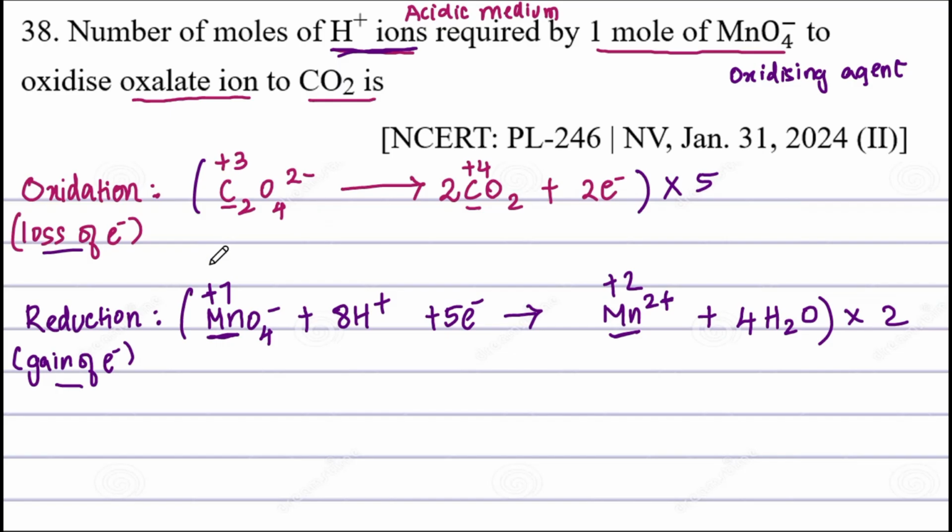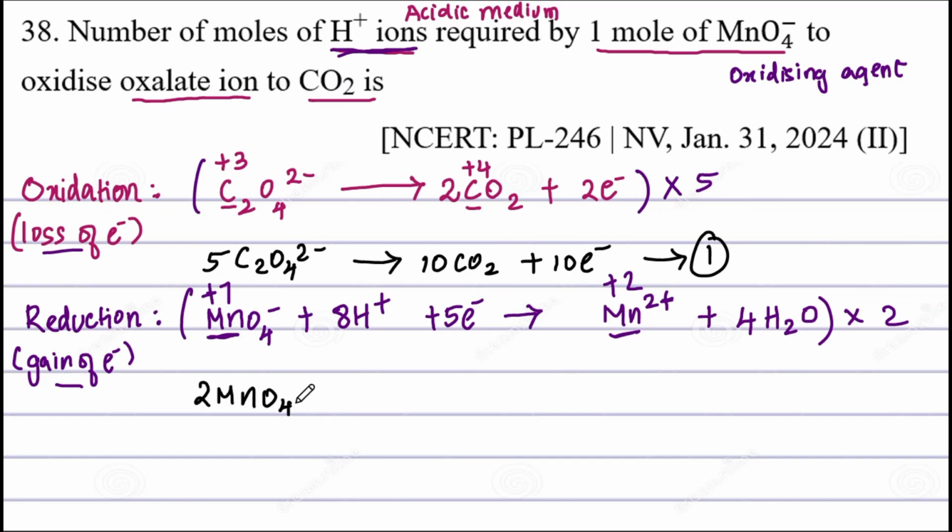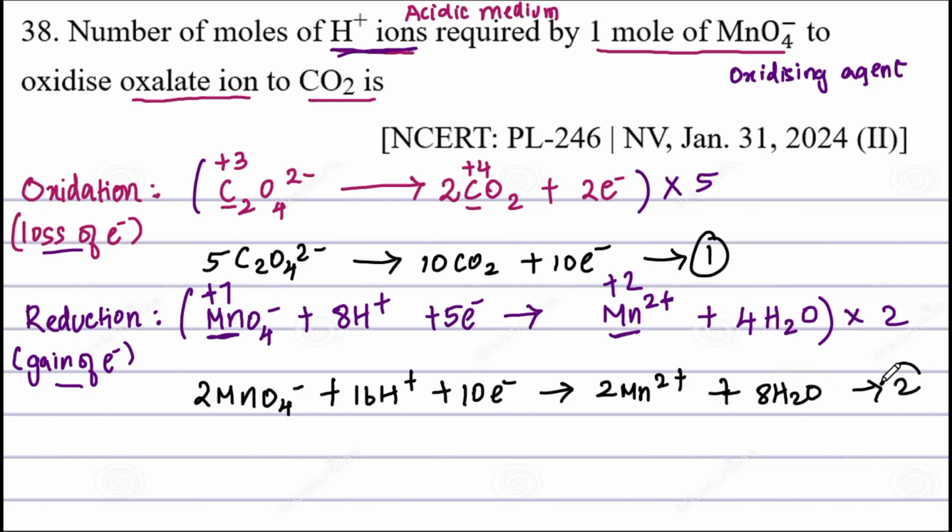So the equation you will get is 5C2O4 2- gives 10 CO2 plus 10 electrons. So let us keep this as equation 1. Then the next equation is 2 MnO4- plus 16H+ plus 10 electrons gives 2 Mn2+ plus 8 H2O. So this is the second equation. So now you have to add both these equations.